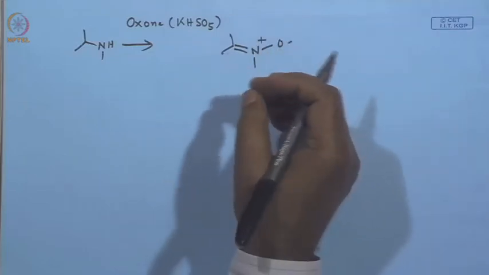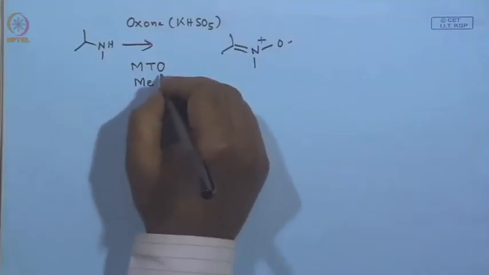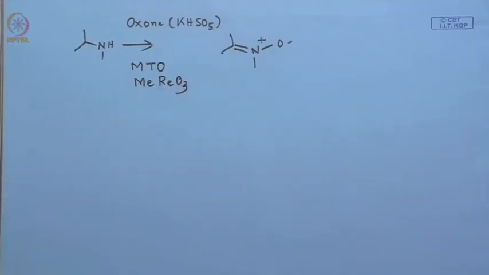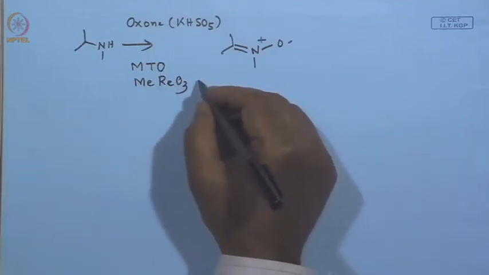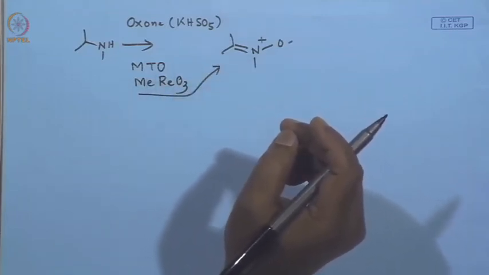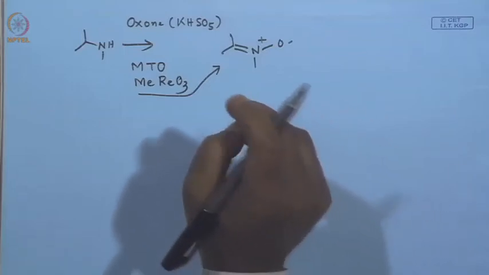Previously nitrone was prepared by hydrogen peroxide and sodium tungstate. There is another nice clean oxidizing agent, I do not know whether you know or not, MTO. MTO is methyl rhenium trioxide, just like osmium tetroxide. Also in this case, there is nice oxidation. This is just to show that in heterocyclic chemistry, MTO also is useful.